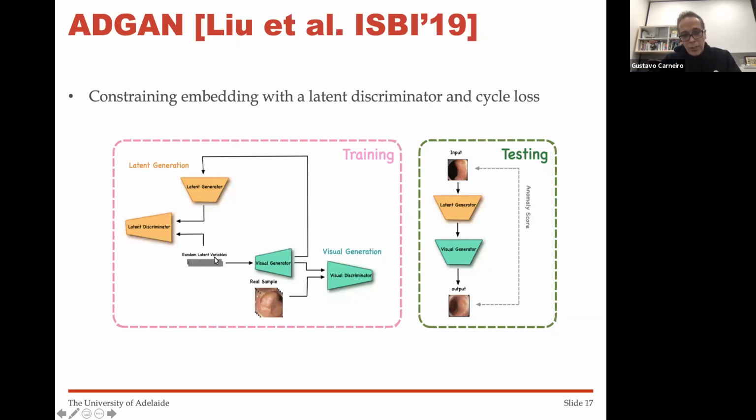So the goal here was to constrain the latent variables such that the whole training of the method is very well constrained. And then during testing, you take an input image, go through the latent generator, and then go back to the visual generator to produce an output image. The anomaly score is then based on the difference between the output and the input image. If the difference is too big, then that means this is an anomalous image.